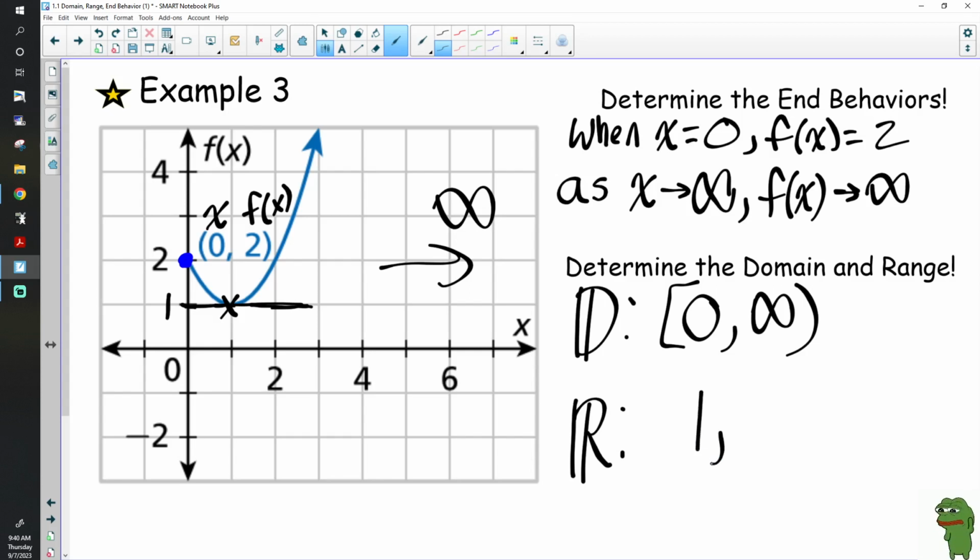How high will this graph go? Infinity. Now the graph hits this point, so it's a bracket, and infinity is a parenthesis.